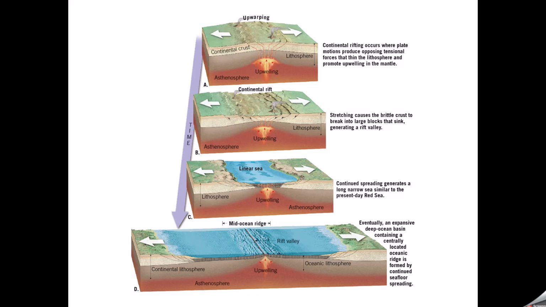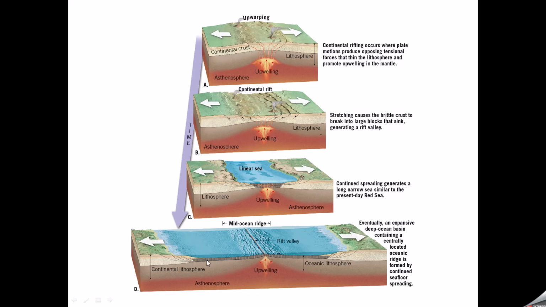And then after that, the magma will keep upwelling and creating new oceanic crust and pushing both sides of the lithosphere away from each other. And that will create mid-ocean ridges like the Atlantic Ocean. And this is called the seafloor spreading process.